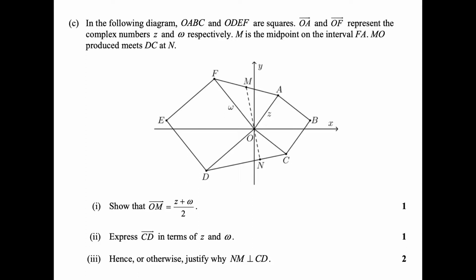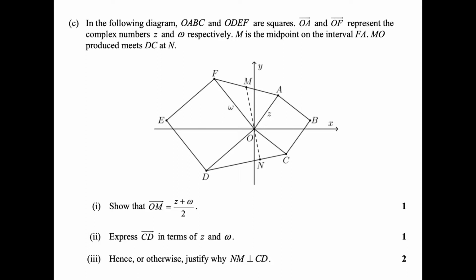So this was part C of a question that had 4 parts, and the question reads, in the following diagram, OABC and ODEF are squares. The vector OA and the vector OF represent the complex numbers Z and W respectively. M is the midpoint on the interval FA, and MO produced meets DC at N. And we have a picture of the diagram here.